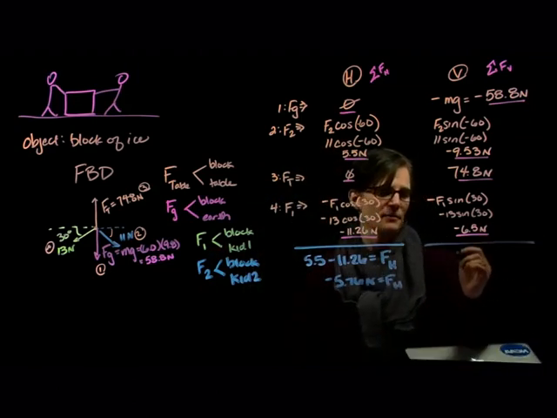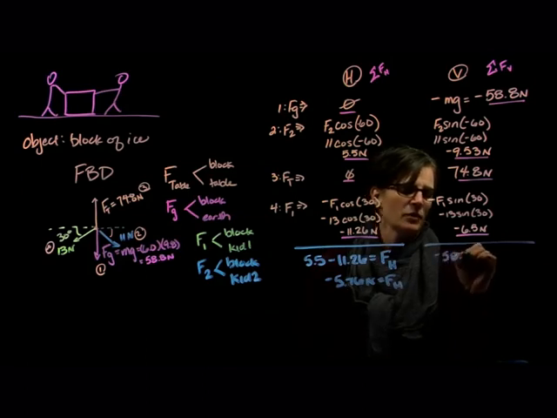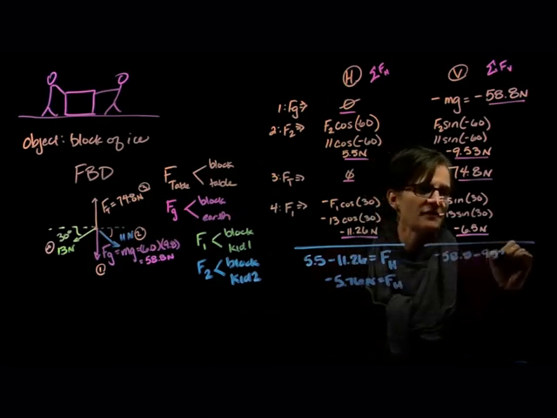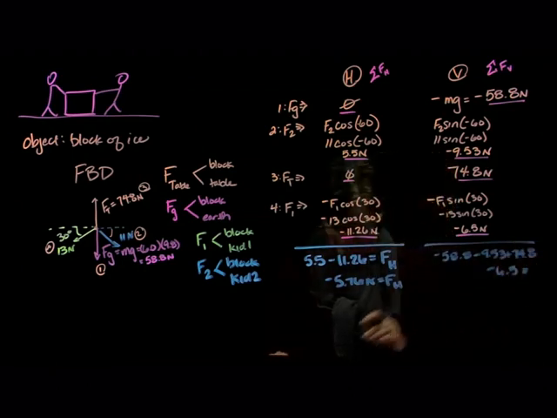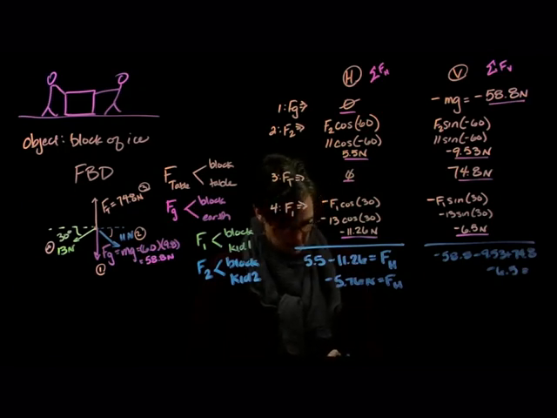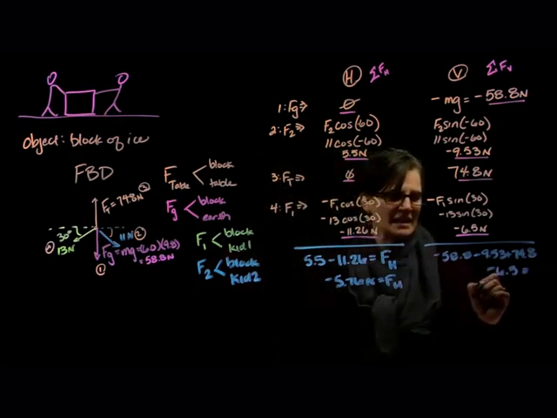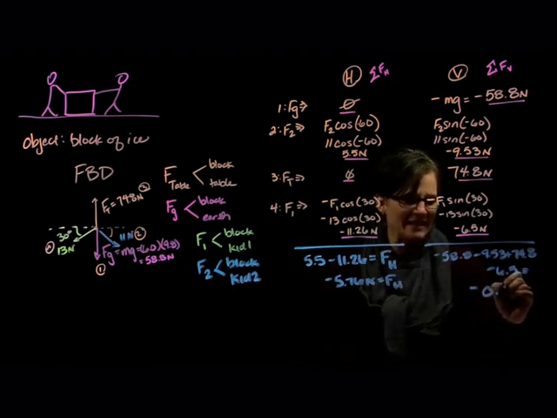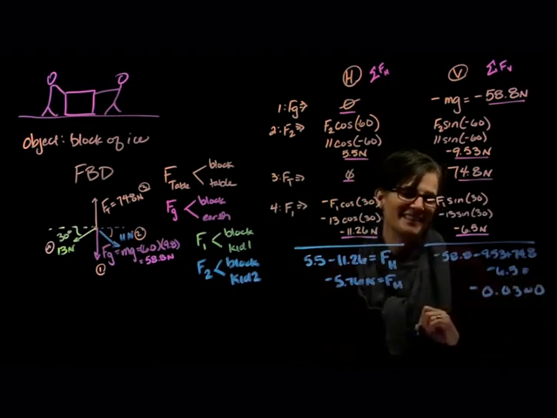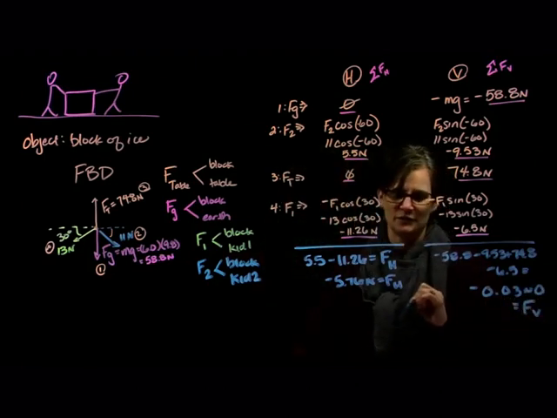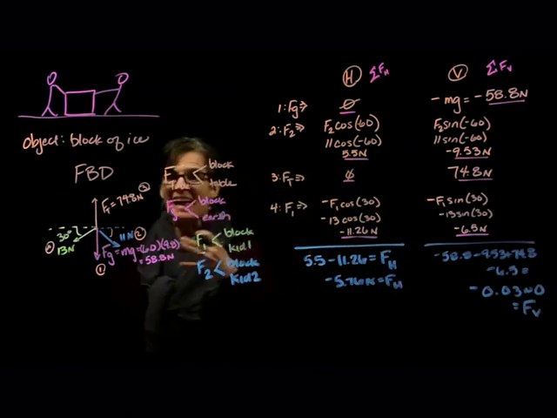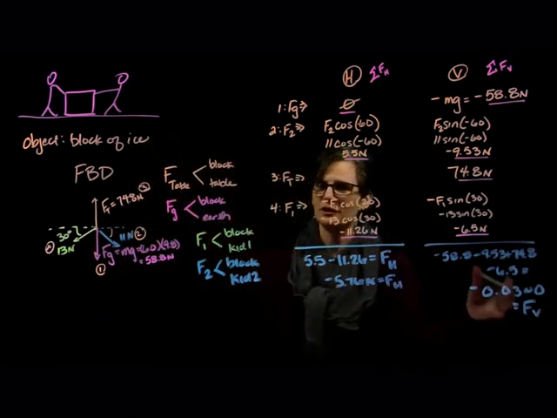Vertically, I have minus 58.8 minus 9.53 plus 74.8 minus 6.5, and I get negative 0.03, so that's about equal to 0. And that is the force in the vertical direction. So now I have my net force acting on this block of ice in its horizontal and vertical components.